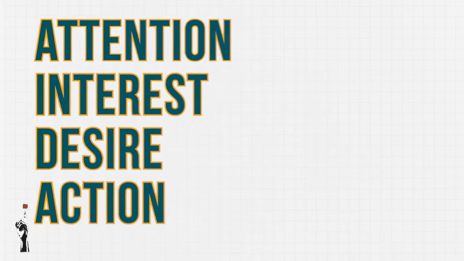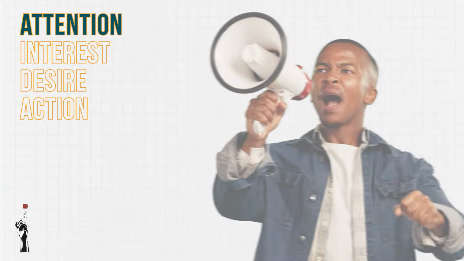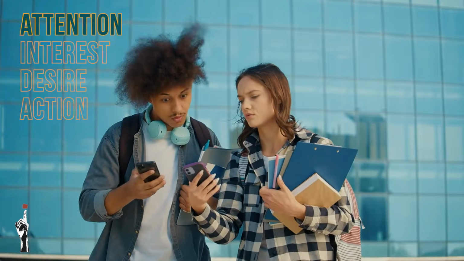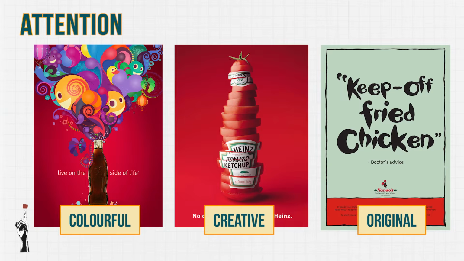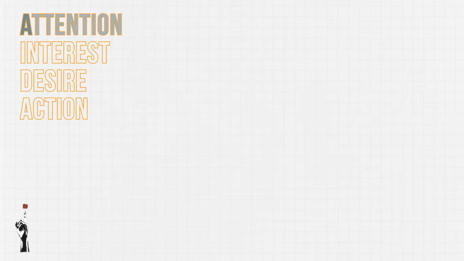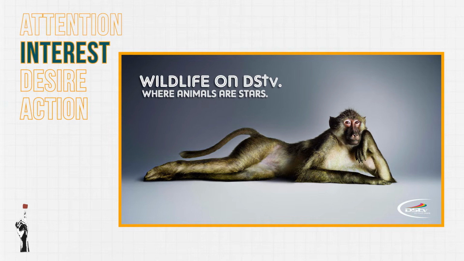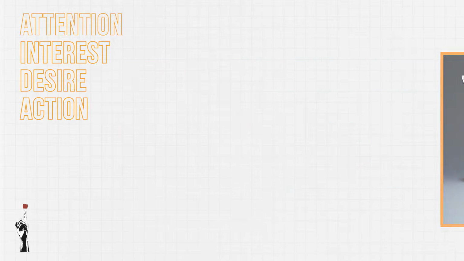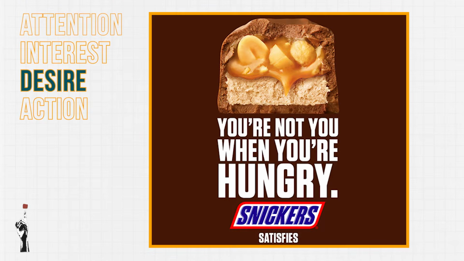Let's look at the first part, attention. If you create an advertisement, it must be something that gets people's attention. It should be colorful, creative, and original. The second one is interest. The ad must make people interested in your product. The third one is desire. If you create an advertisement, it must be so good that people desire your product and then they buy it.